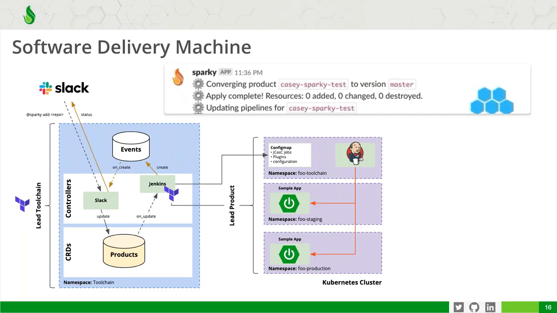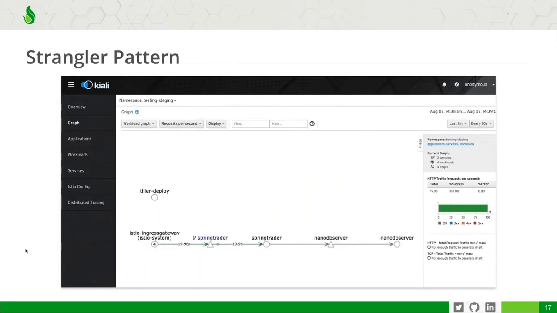The idea being that when you need to do pipelines, you just go to Slack, you talk to Sparky, which is this bot, and you say, give me a Jenkins instance. It creates a Jenkins instance, creates the namespaces, and then you can run your pipeline. So like you said, it's really the only way to get through that much material with a group in a day. Yeah, and then we talked about the strangler pattern.